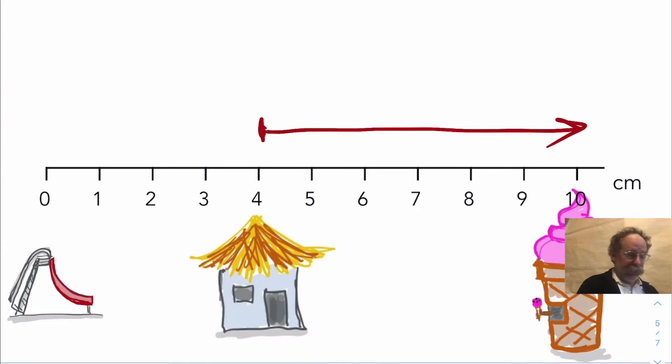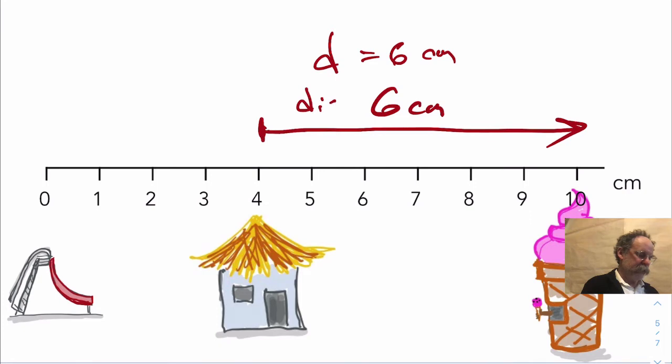Okay, so if we go from the 4 to the 10, how much distance do we cover? Oh, we covered 6 centimeters. That's also a displacement, right? We have a displacement of 6 centimeters and a distance of 6 centimeters.